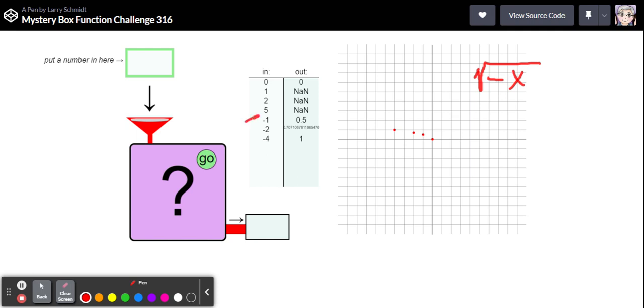And I think this tells us what the multiplier is. If you get 1 when you put in negative 1 from the square root of that, if you want to get 0.5 out, you have to multiply it by 1/2. So 1 times 1/2 is going to be 1/2 or 0.5.